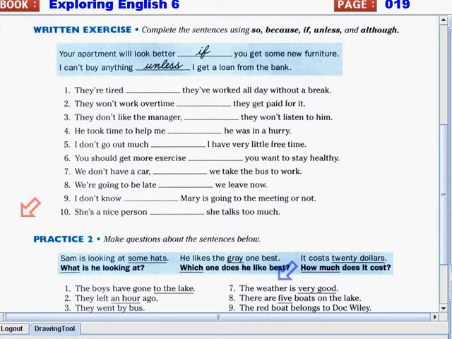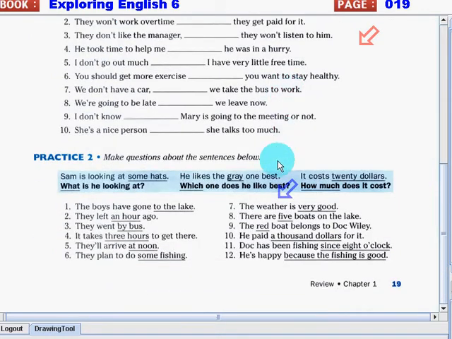We're going to be late unless we leave now. I don't know if Mary is going to the meeting or not. She's a nice person, although she talks too much. So again, you can answer this on your own. You can write your answer on a piece of paper. Now, this is your homework. Make questions about the sentences below.